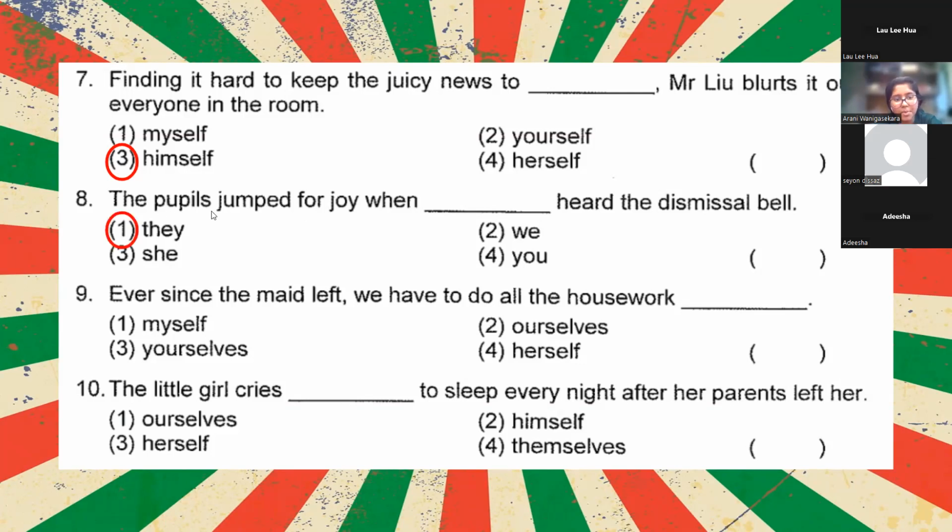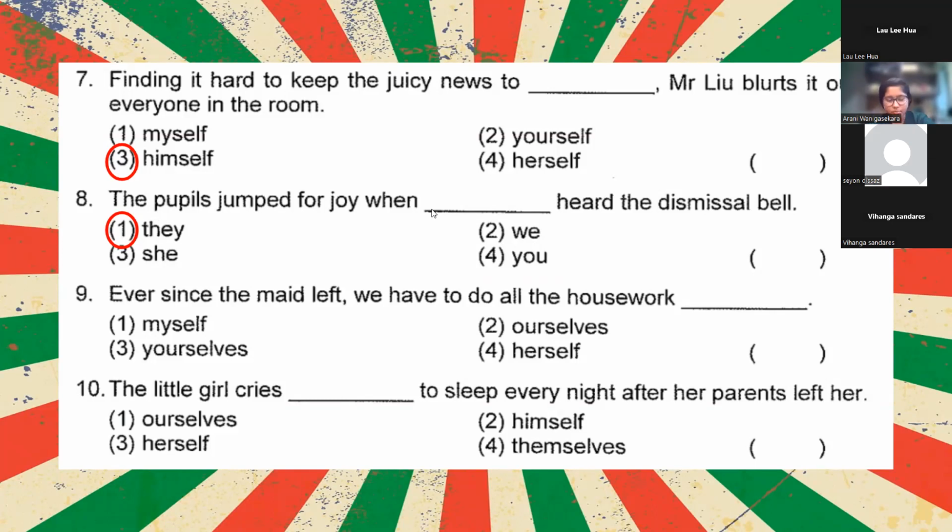Okay, because it's pupils, right? So we have to use plural. Yes, very good. Pupils are plural and you have to use they. Okay, you can't use she because it's not singular and it's not female. And you can't use you because it's pupils. And you can't say we also, right?